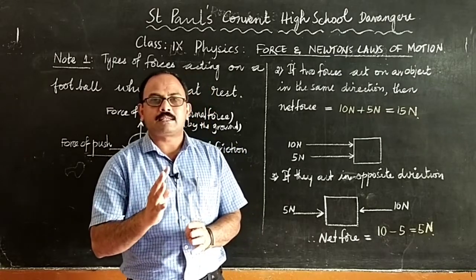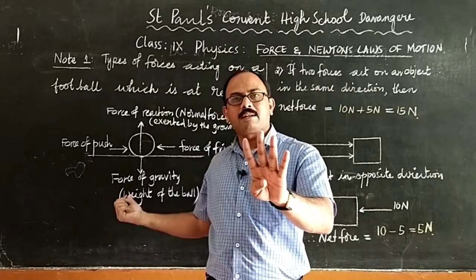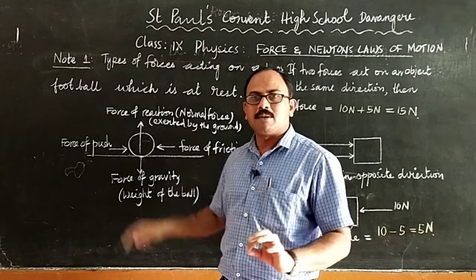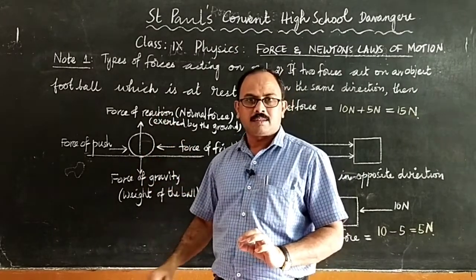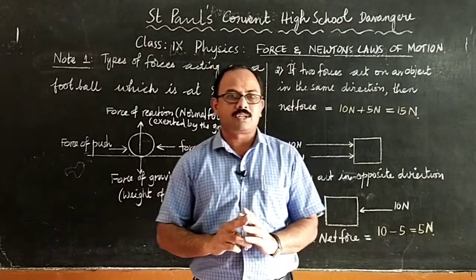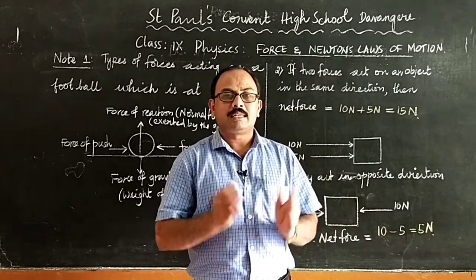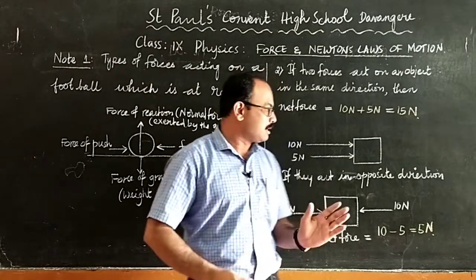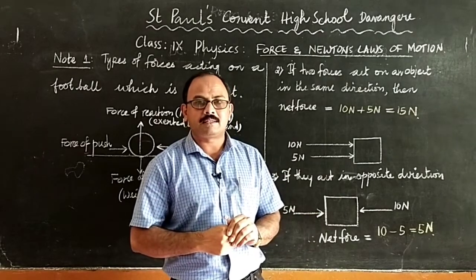Whenever an object stays at rest, four types of forces will be acting on it. In this, the force of gravity will always be equal to its normal force. Therefore, these two cancel each other. Then the movement is decided between the force of push and the force of friction. If two or more forces act in the same direction, then the sum is calculated. If two or more forces act opposite to each other, then the difference between the two is taken as the net force.